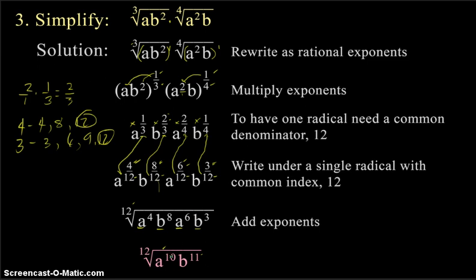Okay, since, kung makikita natin dito, yung exponent ng a is 10, mas mataas pa rin yung index natin, so walang lalabas. Yung b naman, ganun din, 11, mas mataas pa rin yung 12, so wala pa rin lalabas na b. Okay, so this is our final answer.